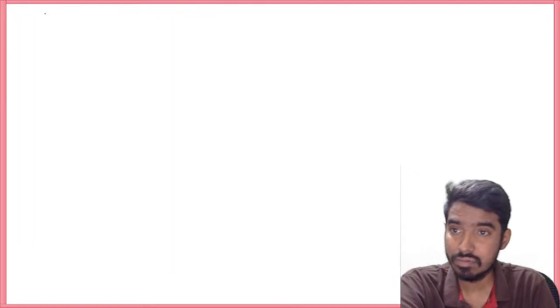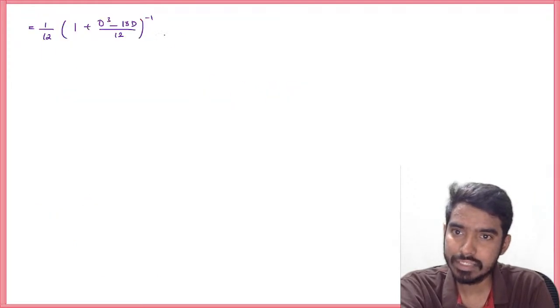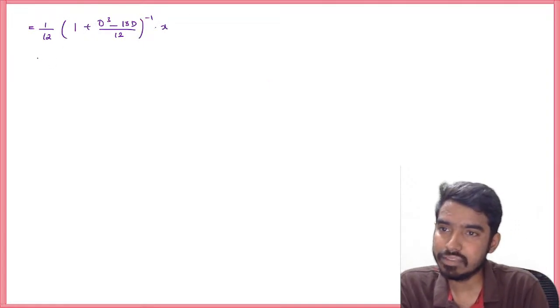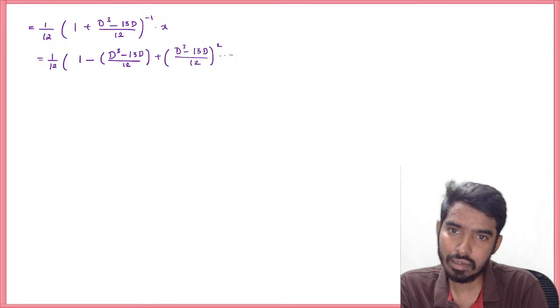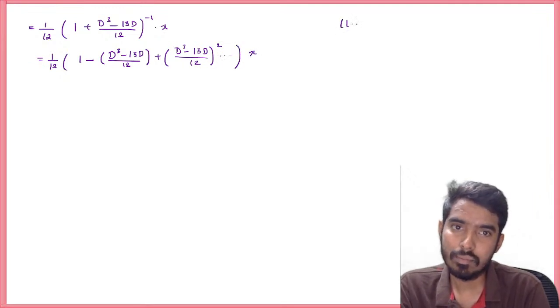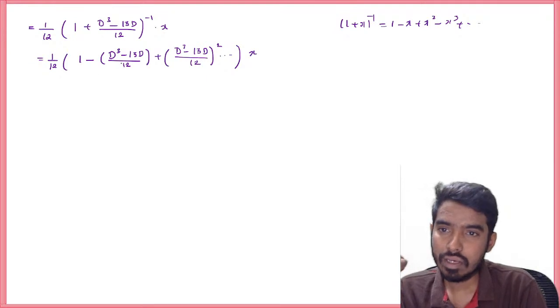So this is same as 1 by 12 into 1 plus D cube minus 13D by 12, whole power minus 1, of x, right? So 1 plus x whole power minus 1 is 1 minus x plus x square, and so on, into x. So 1 plus x whole power minus 1 is 1 minus x plus x square minus x cube and so on. So we will simplify this.